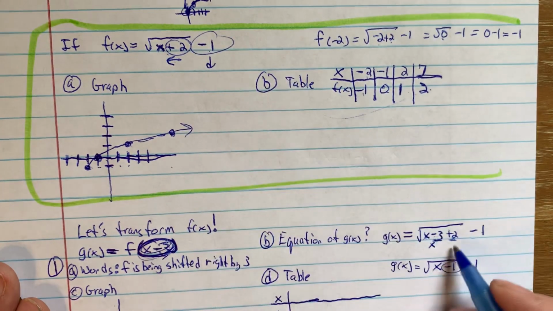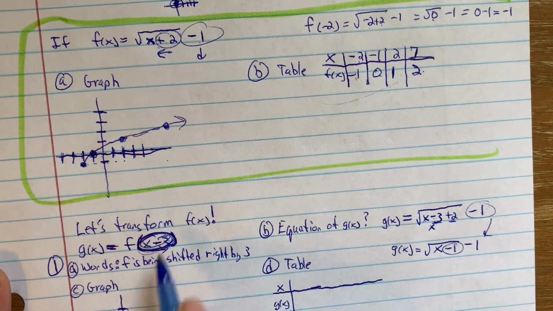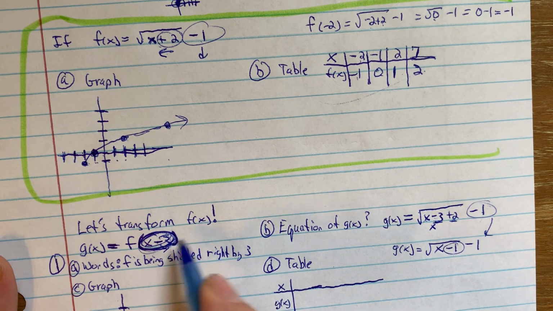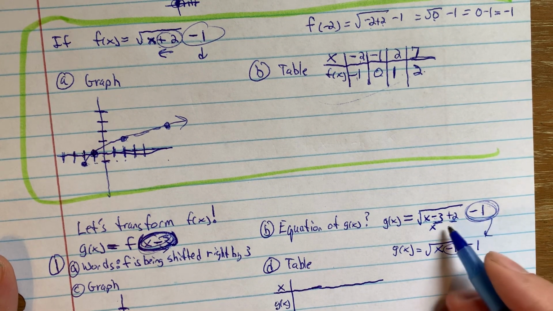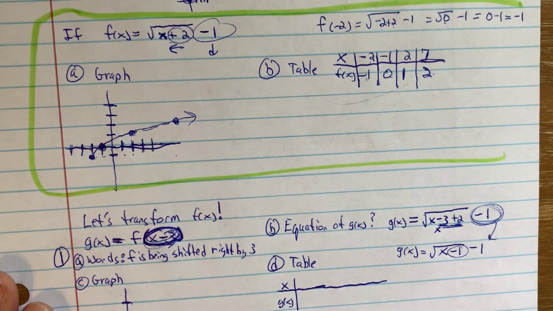And this -1 just stayed the same, right? We didn't do anything to the outside vertical shift. We just shifted it to the right. And this should make sense, right? We are shifting it to the right by 3. That's not going to change the vertical shift. It'll change the horizontal shift in the inside. Let's look at how this looks on the graph.